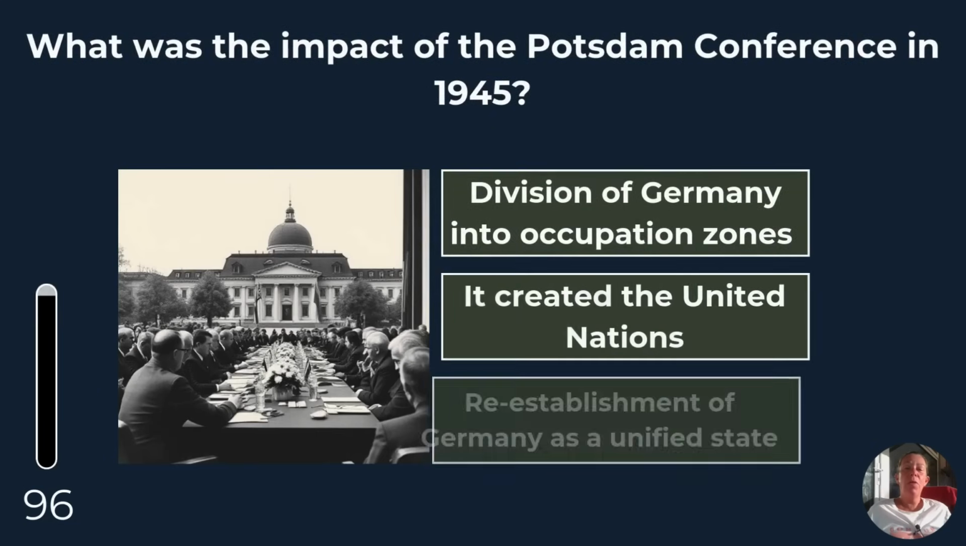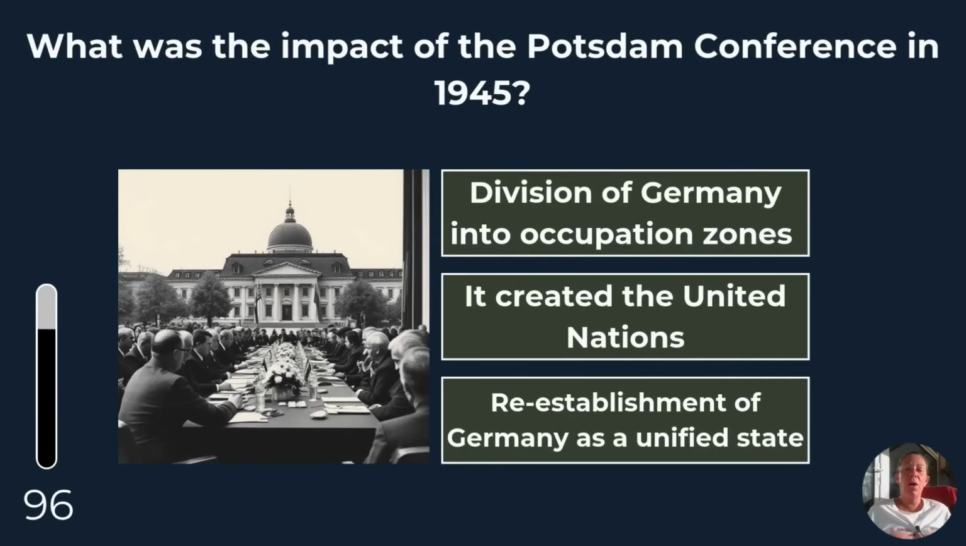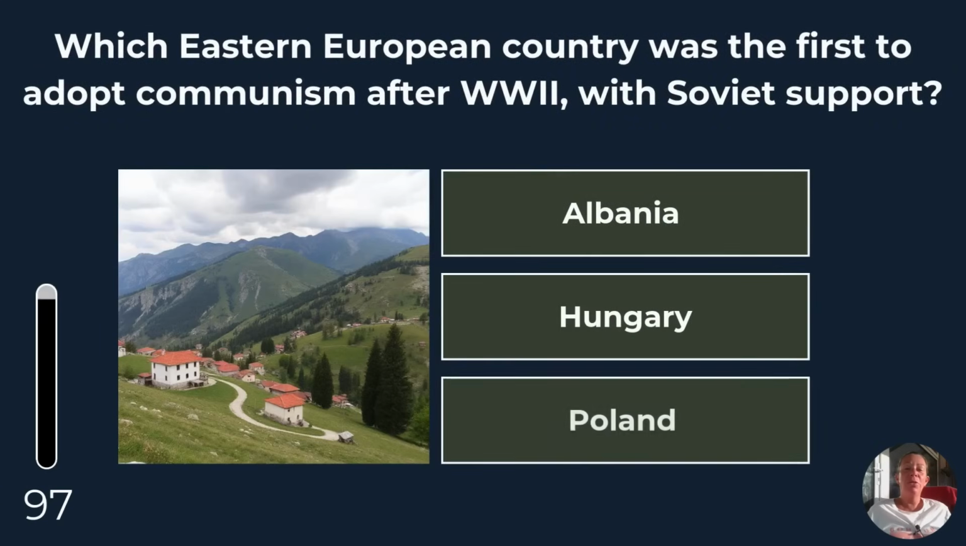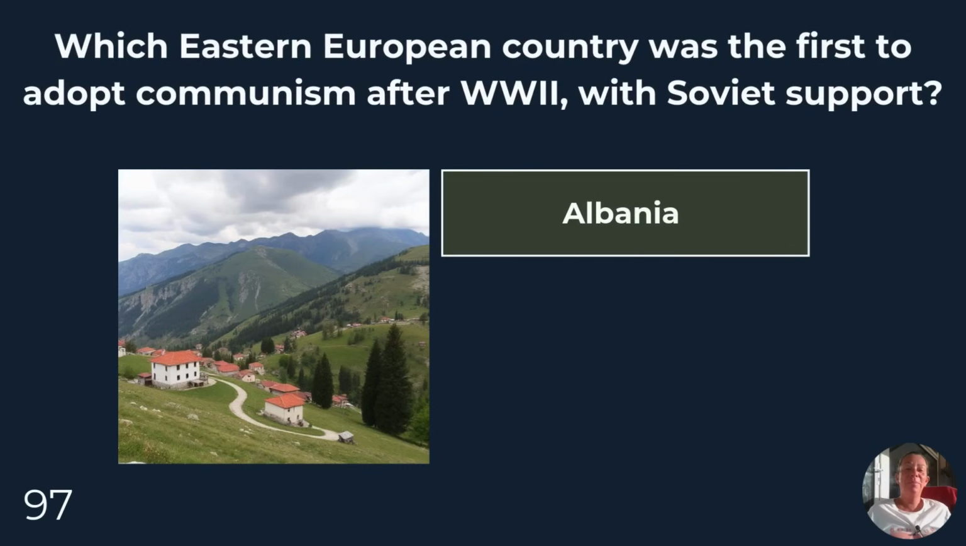What was the impact of the Potsdam Conference in 1945? Division of Germany into occupation zones, it created the United Nations, or the re-establishment of Germany as a unified state? Division of Germany into occupation zones. Which Eastern European country was the first to adopt communism after World War II with Soviet support? Albania, Hungary, or Poland? Albania.